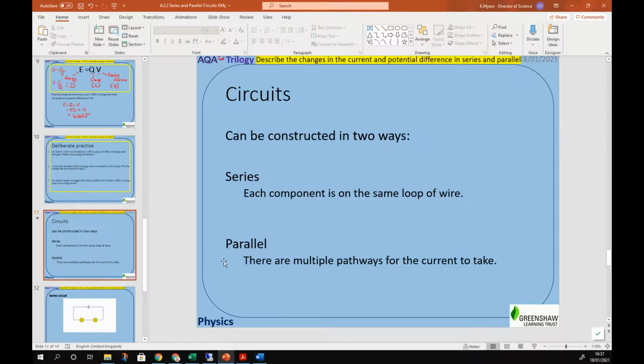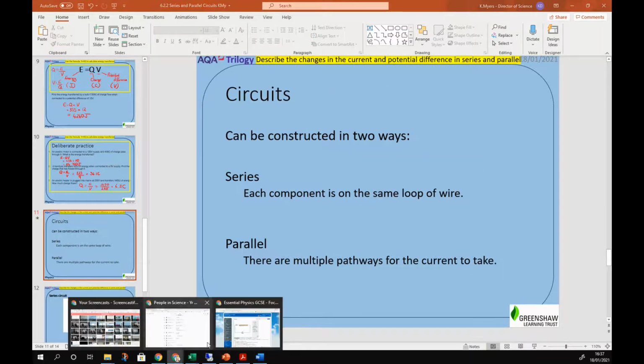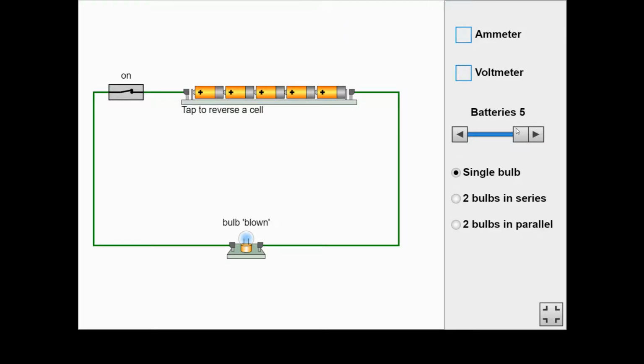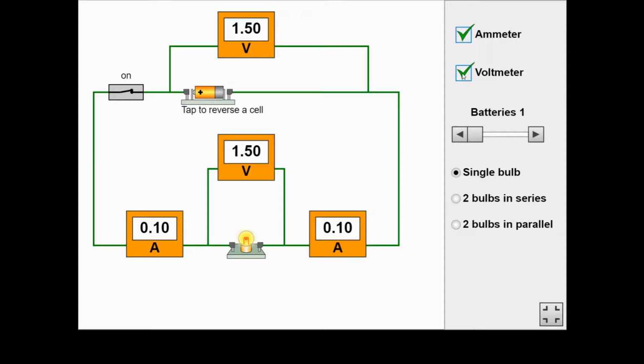There we go. Okay, so let's blow this up nice and big. And let's go back down to one battery. So, a nice simple circuit. We've got one cell, we've got one bulb. Okay, and if I put the ammeters and the voltmeters in there, I can see that the battery is supplying 1.5 volts of potential difference around the circuit.